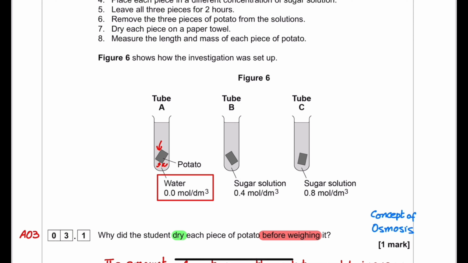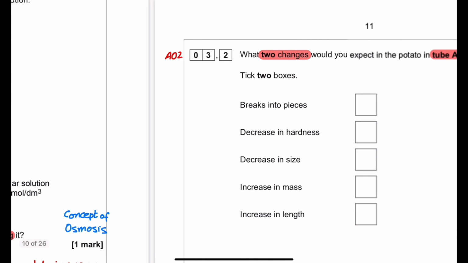And how is it moving? It is moving as the result of osmosis. When the water moves inside, the weight is going to increase, the length is going to increase. Let's see the different options which are given. We need to pick 2 boxes from the options.